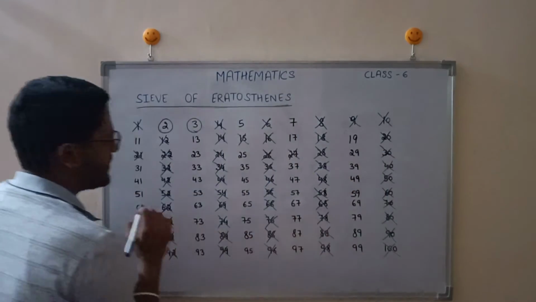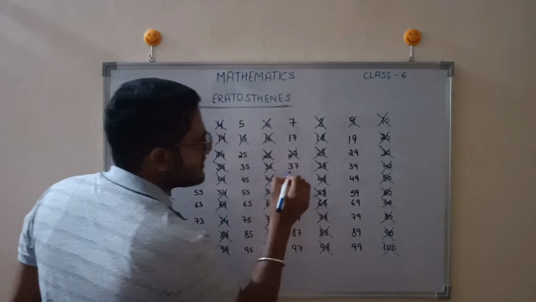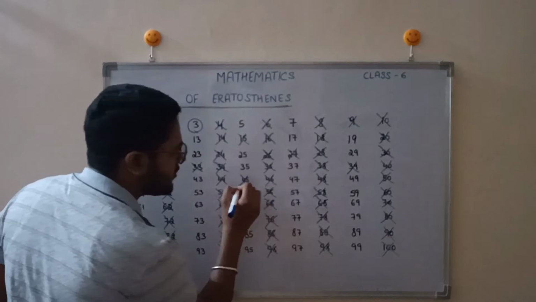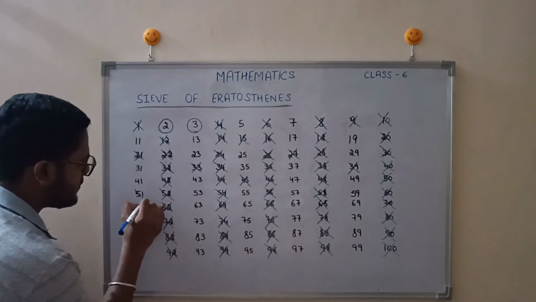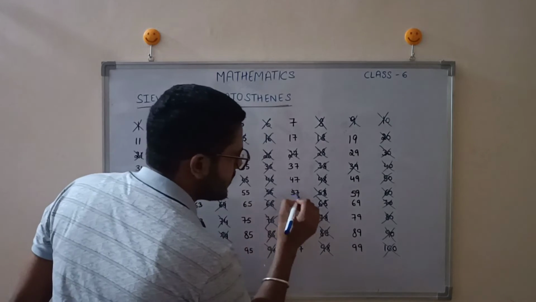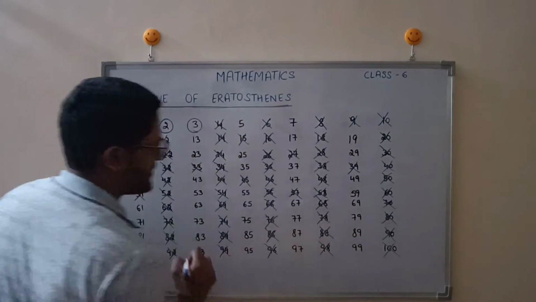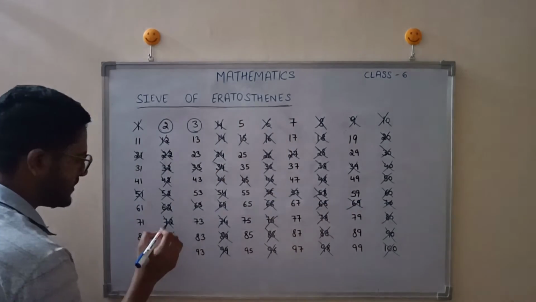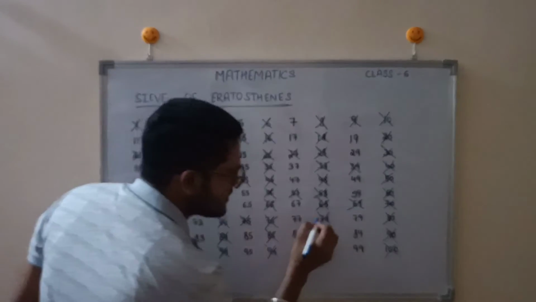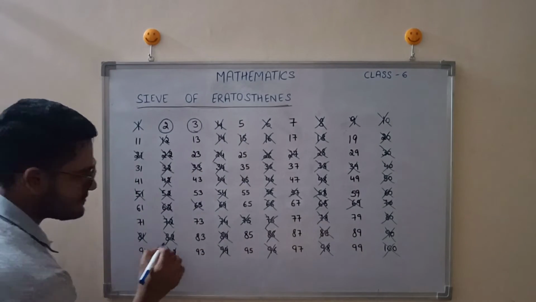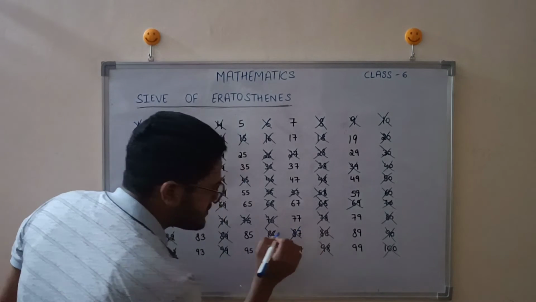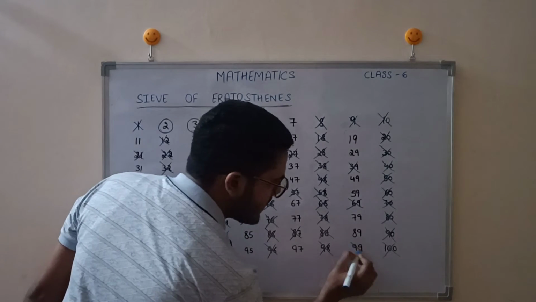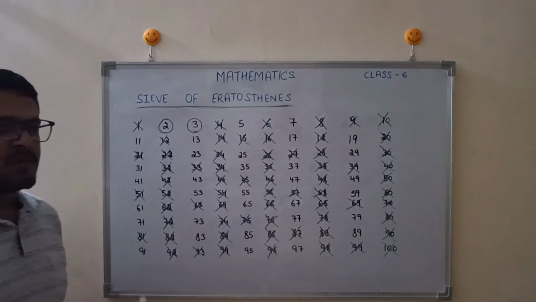Then 30. After that we come to 33, then 36, 39, 42, 45, 48, 51, 54, 57. Then 60, 63, 66, 69, 72, 75, 78, 81, 84, 87, 90. Then comes 93, 96 and 99. Now step number 3 is done.